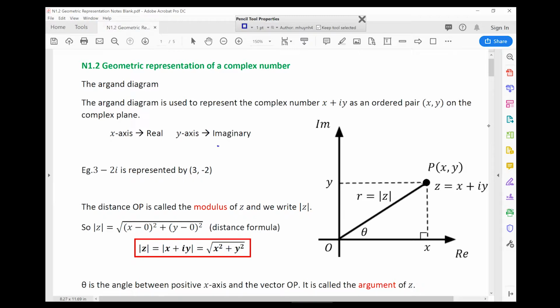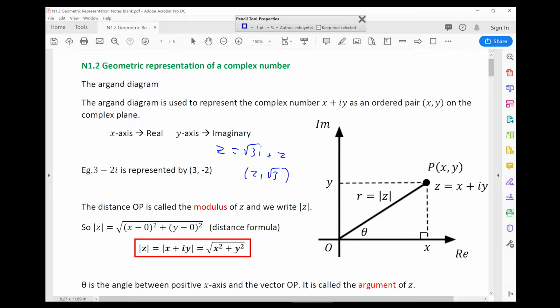Also, just say we had the point z equals root 3 i plus 2. Remember, it doesn't matter what order it's written in. The imaginary bit's the y and the real bit's the x. So this coordinate would be (2, root 3).